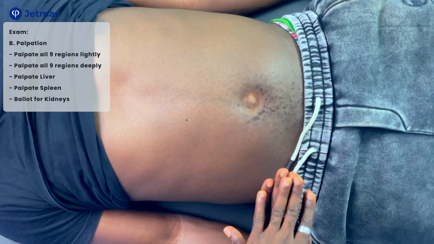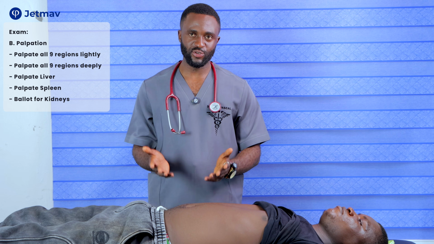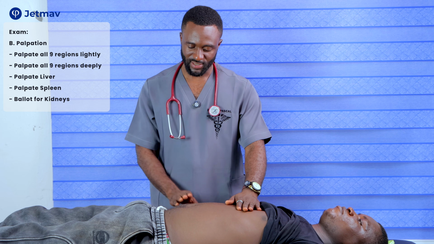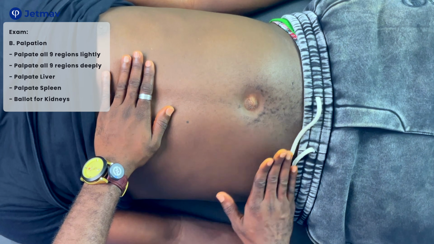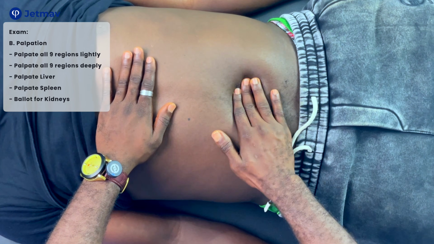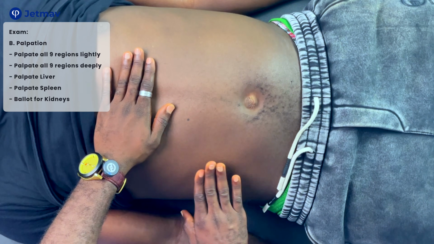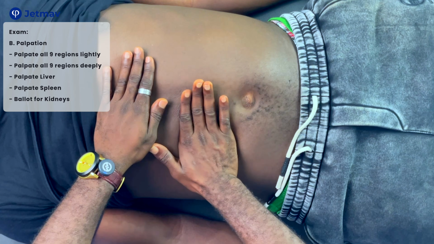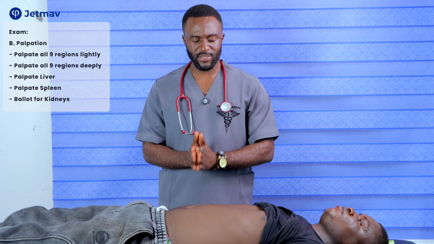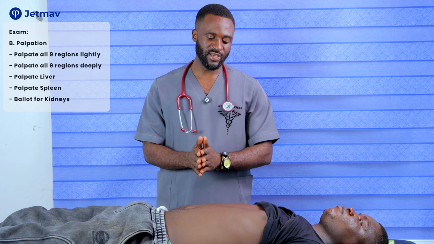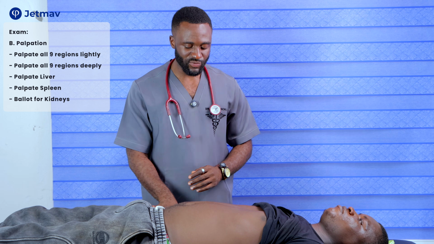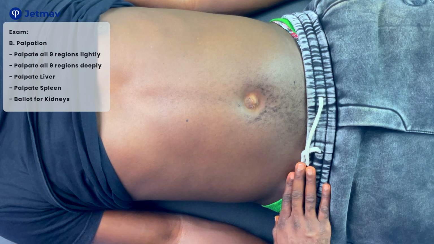For some people, they use the 2 hands. For some people, you can also use 1 hand while placing the other hand on the body of the patient. Then you go deeper, following the sequence, the 9 regions. So after palpating for the 9 regions, you're going to palpate specifically for the liver, the spleen, and then you ballot for the kidney. You palpate for the liver, starting from the right iliac fossa and move upwards.